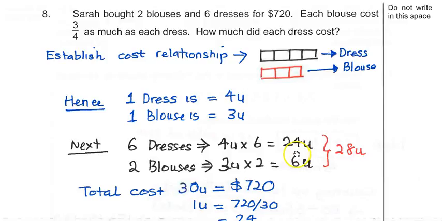Alright, let me check first. Sorry, this is not 28 units. My mistake. This is 30 units. Right? 24 plus 6 is 30 units. That's why I got this 30 units.